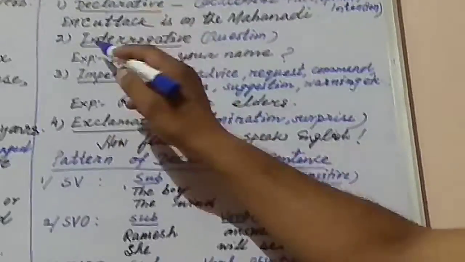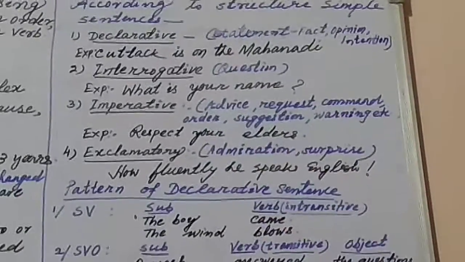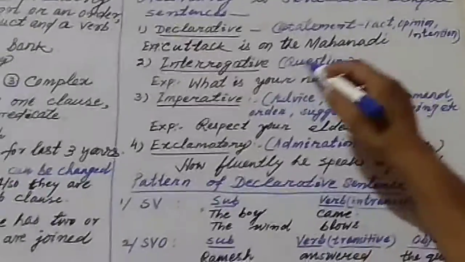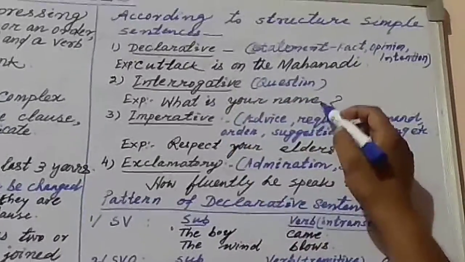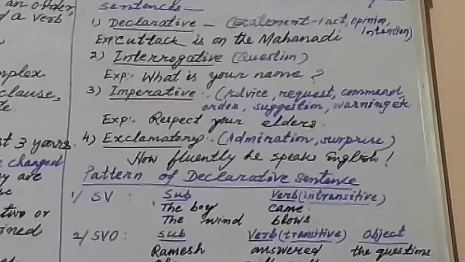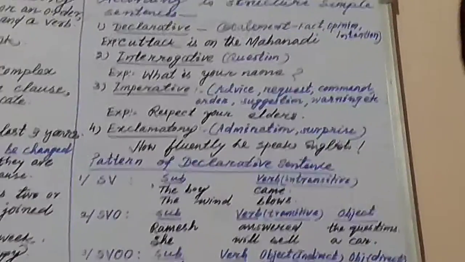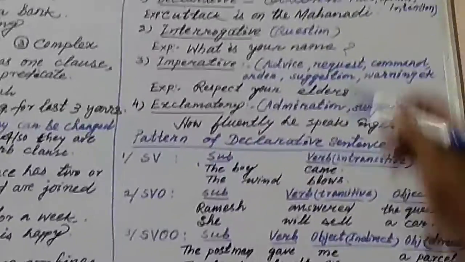Okay. Second one is interrogative sentence. What is interrogative? Interrogative means to know something or to query something. That means to ask something. That is a question. That means interrogative sentences are the question sentences. What is your name? This is one type, it is called WH type, and another type is yes or no type. Is your name Ramesh? Is your father a farmer? Do you know this question? These are the yes or no type questions.